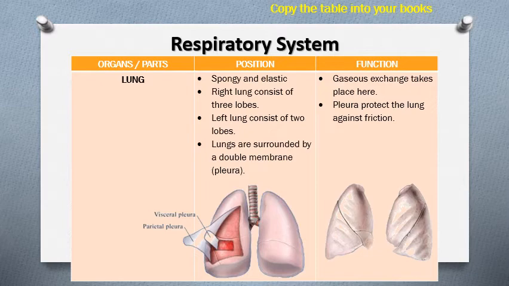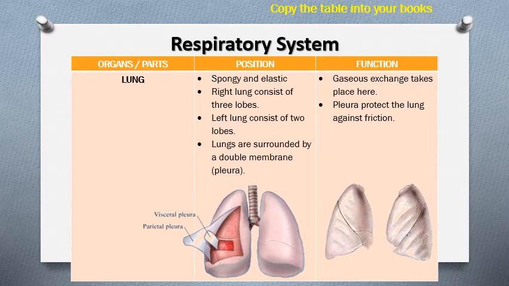The right lung consists of 3 lobes, while the left lung consists of 2. The reason for this, grade 9s, is that we have the heart found between the right and the left lung, slightly towards the left-hand side of the body. So the heart is situated between the lungs towards the left, and therefore the left lung is smaller than the right lung, only consisting of 2 lobes. The lungs are surrounded by a double membrane. That membrane is called the pleura. And the pleura gives protection to the lungs, and it protects it against friction. The lungs are obviously the place where we have gaseous exchange taking place. The alveoli make up the lung tissue.